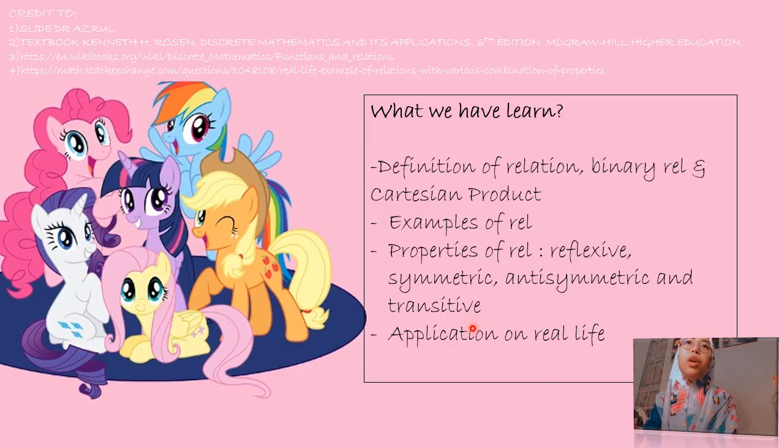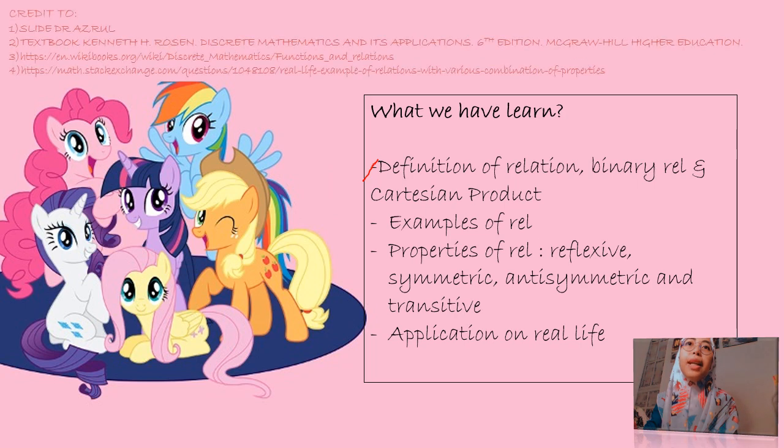For summary, what have we learned? We have learned the definition of relation, binary relation and Cartesian product. Next, we have learned examples of relation, then properties of relation, which are reflexive, symmetric, antisymmetric, and transitive. And the last one, we learned about applications in real life.